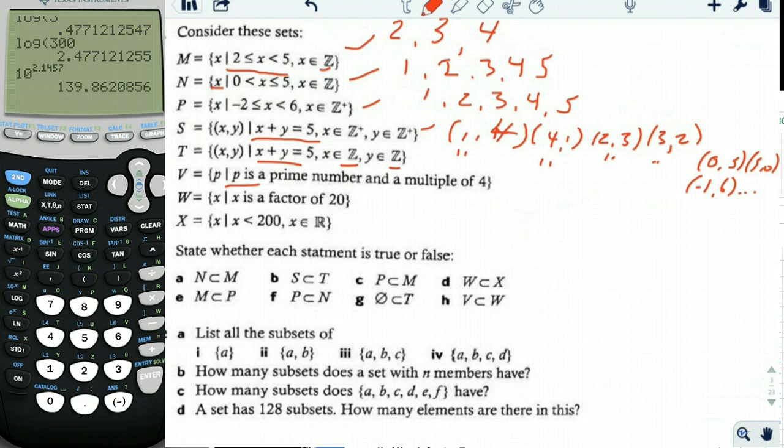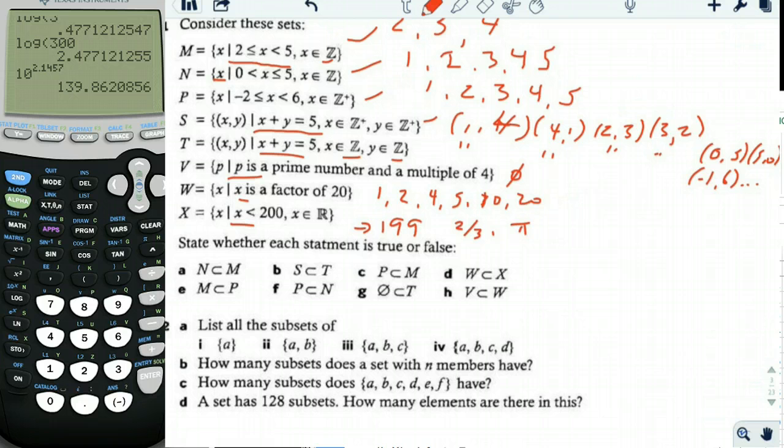P is a prime number and a multiple of 4. Well, there are no prime numbers that are a multiple of 4, so that would be the empty set. W, x is a factor of 20, so that would be 1, 2, 4, 5, 10, and 20. And the last one is any real number less than 200. Well, that's a really big set. Pretty much any number, right? Up to 200. So 199, 2 2/3, pi, all these. There's an infinite number of numbers.